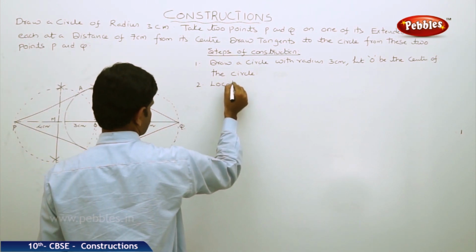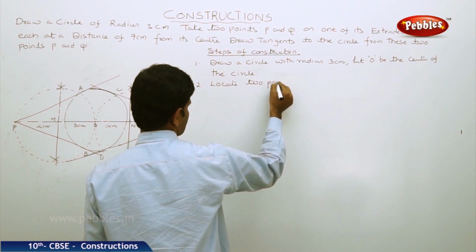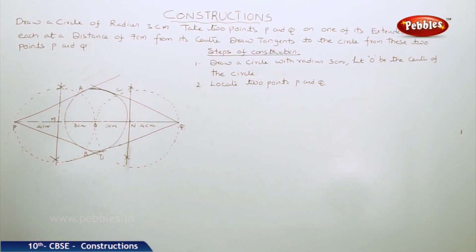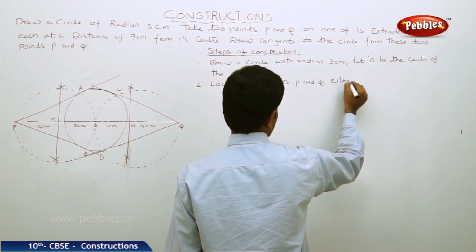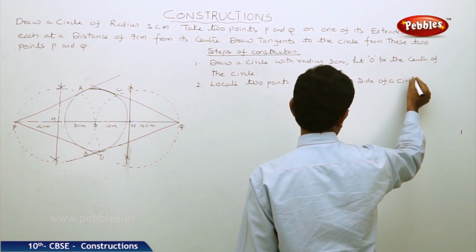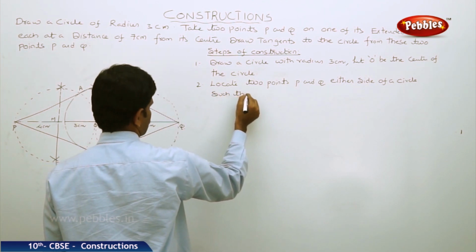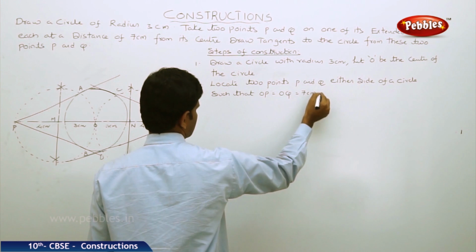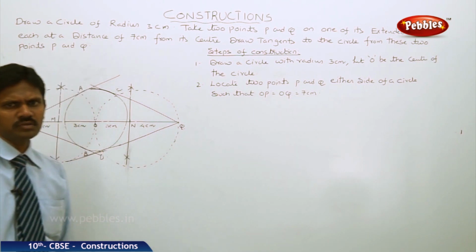Next, locate 2 points P and Q on either side of the circle such that OP is equal to OQ is equal to 7 centimeters.